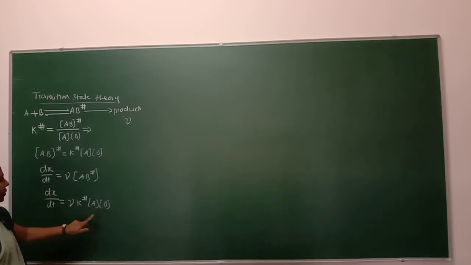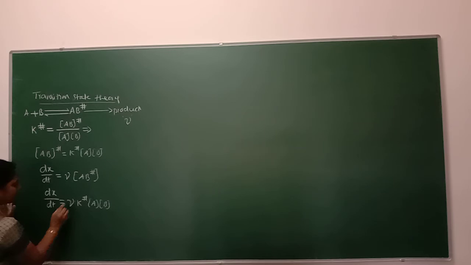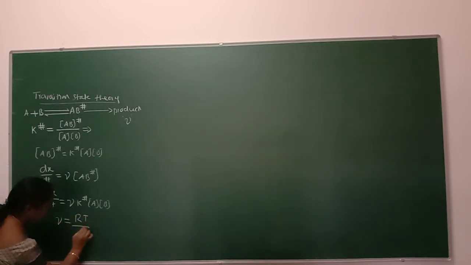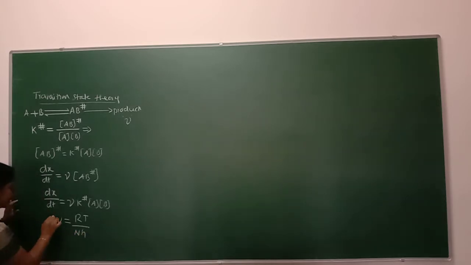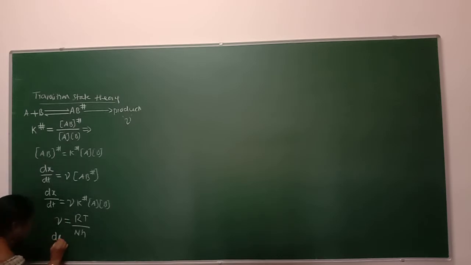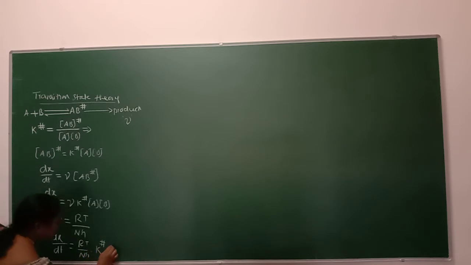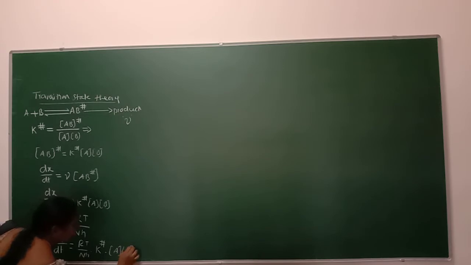We know that nu is nothing but the vibrational frequency, which can be calculated using the equation nu is equal to RT by Nh. Using this equation we can find the value of the vibrational frequency nu. Substitute the value of nu in the above equation. We get dx by dt is equal to RT by Nh into K hash into concentration of A into concentration of B.